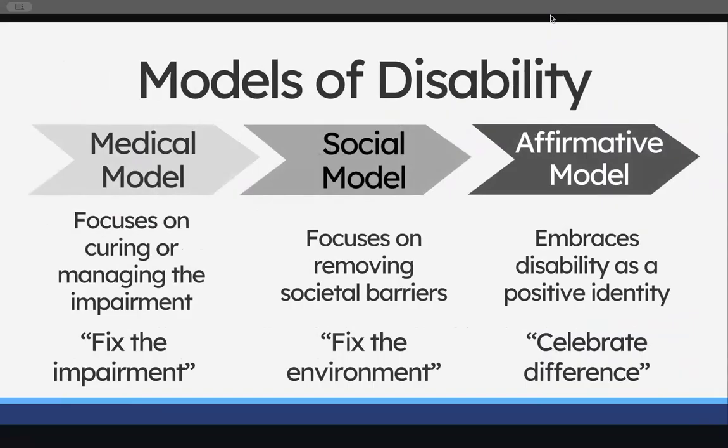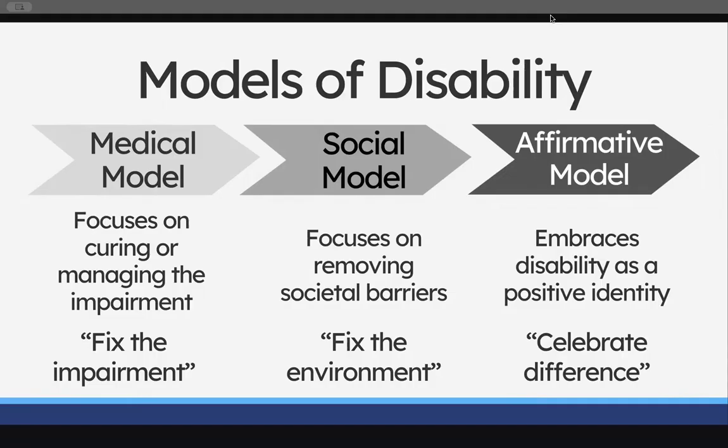Models of disability. This graphic compares three different models of disability: the medical model, the social model, and the affirmative model. Each model is shown as a separate column with a short explanation and a key message. The first column represents the medical model. It explains that this model focuses on curing or managing an impairment. The key message associated with it is fix the impairment.